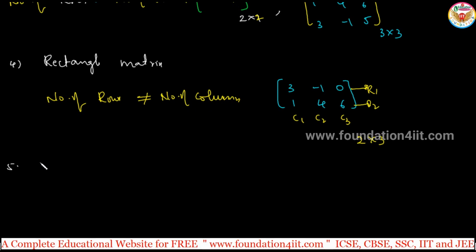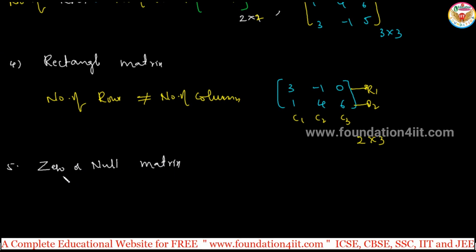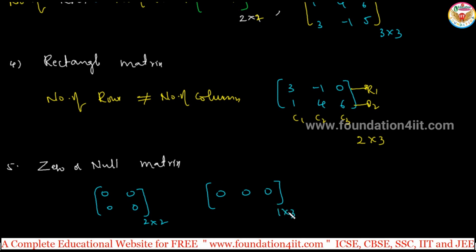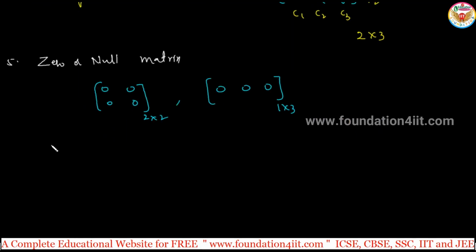And the fifth one is the zero or null matrix. Zero word is there, null. If each element of the matrix is zero, it's called the zero matrix or null matrix. Every element in the matrix must be 0. 0, 0, 0, 0. This is 2 rows, 2 columns, all are zeros. Even 0, 0, 0. 1 row, 3 columns. So this is the zero matrix. If each element of a matrix is 0, that's all. So it's called a zero matrix. And next one, diagonal matrix.